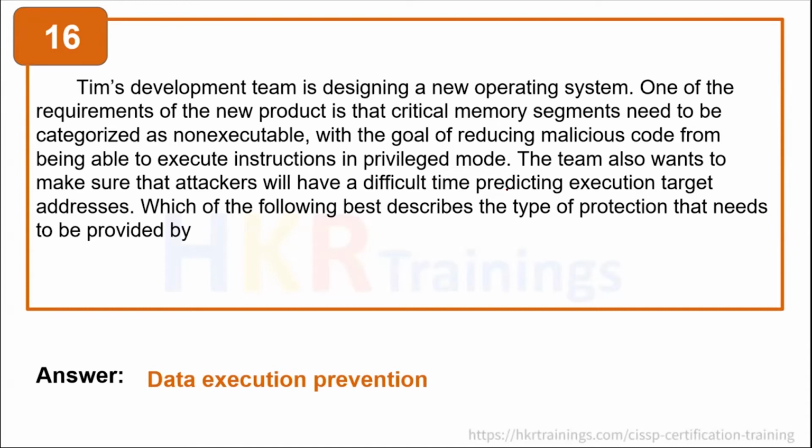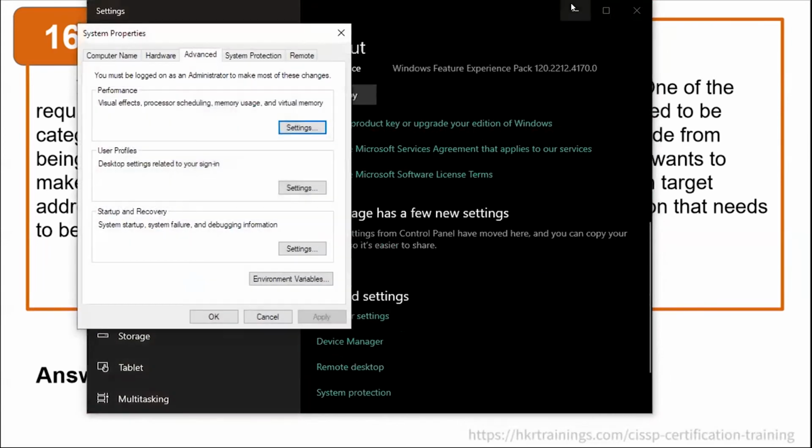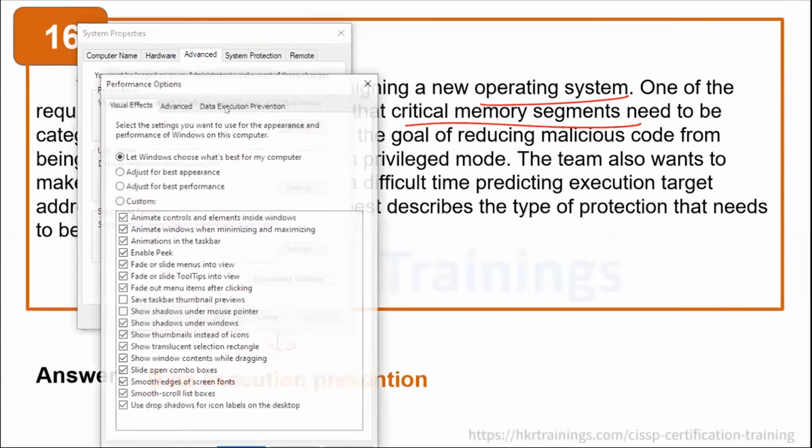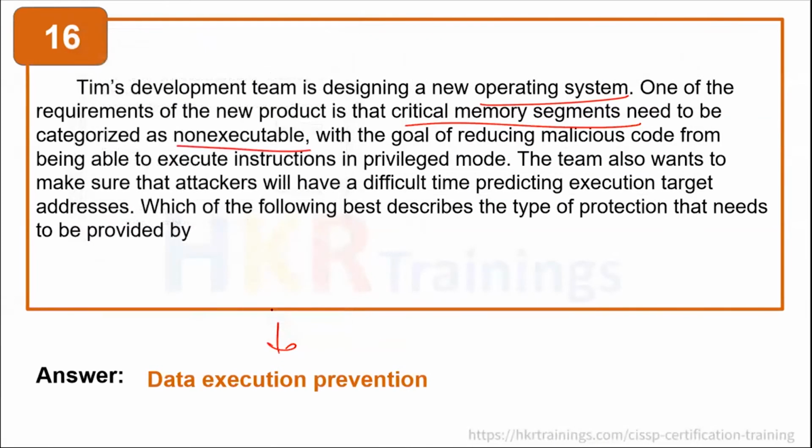So what they are trying to do is they are designing a new operating system. Critical memory segments need to be categorized as non-executable. So what we are doing is basically data execution prevention. One example of this in Windows is if you go here under advanced security, in performance, you can see there's data execution prevention. So you can define what components of the operating system or what processes can be run as privileged processes. So that is data execution prevention, which is the correct answer.